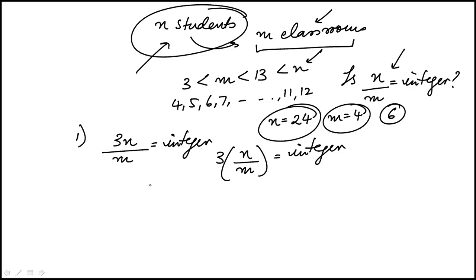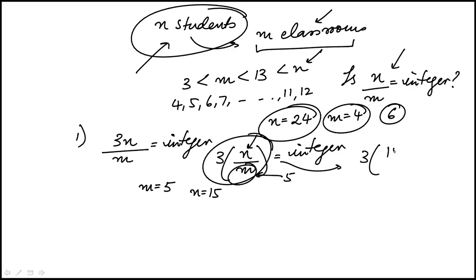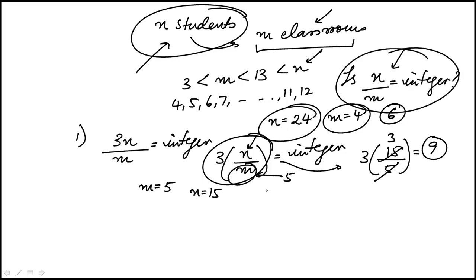For example, if m is 5, I'm picking m as 5. And if I picked n as a multiple of 5, for example, n could be 15. In this case, certainly this would be an integer because this would be 3 times 15 over 5, which is 9. So I do satisfy statement 1. In this case, the answer to the question, is n over m an integer, 15 over 5, is that an integer? And we would say yes.